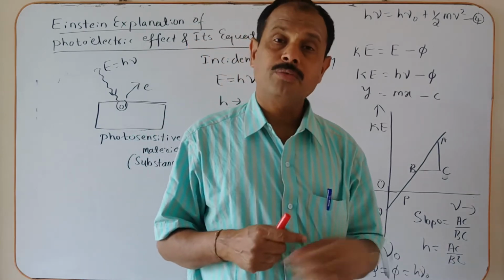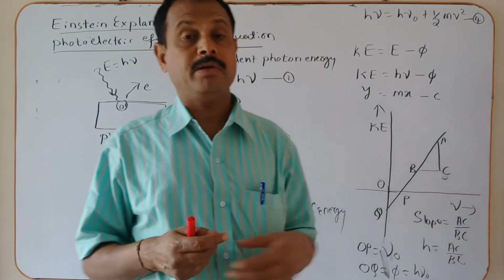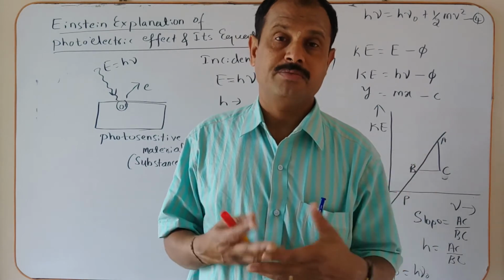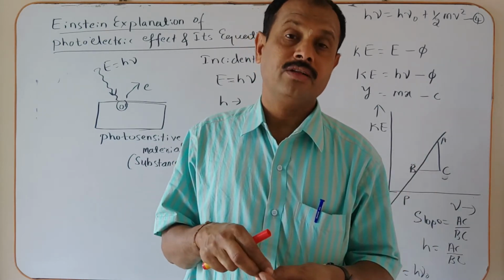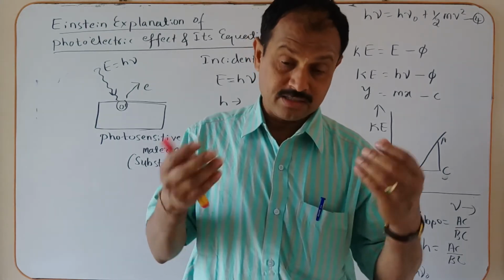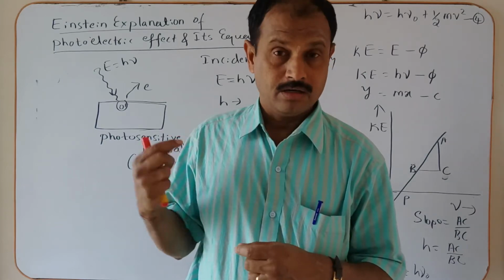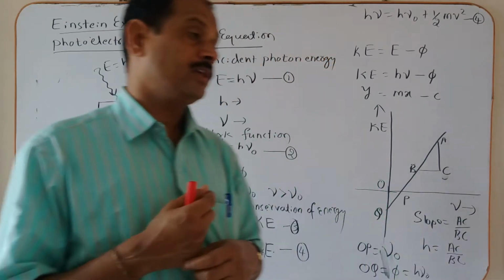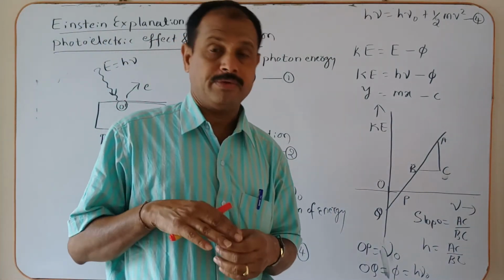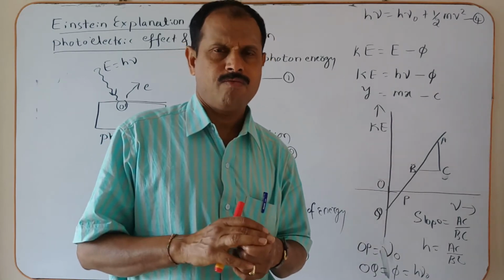Then Einstein adopted this theory for light, and he explained the photoelectric effect. What takes place when the photon is incident on the photosensitive material? What is the mechanism that takes place inside the material? That was explained by Einstein. Therefore, there is Einstein's explanation of the photoelectric effect. The equation he gave is called the Einstein photoelectric equation.